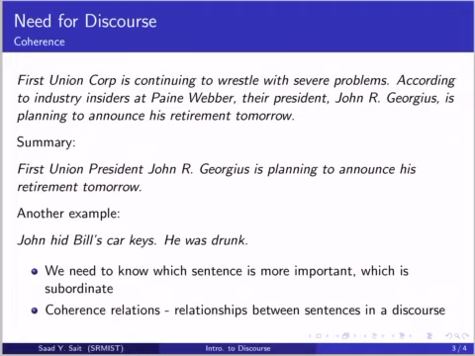So basically, we need to understand which is the important sentence, which is the subordinate, and what is the relationship between the two sentences. And this is called a coherence relation, and we have to find out the coherence relations when we talk about discourse.